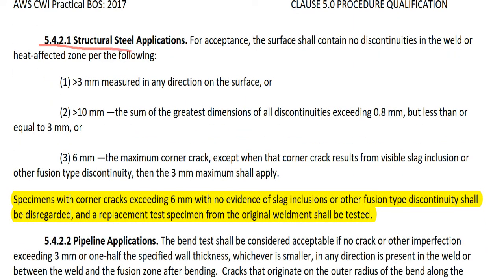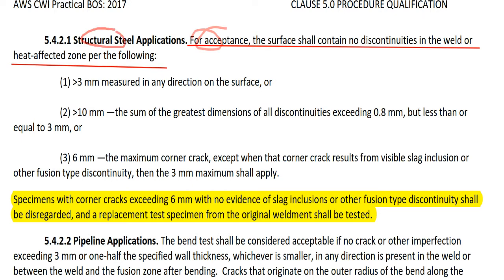5.4.2.1, structural steel application. For acceptance, the surface should contain no discontinuities in the weld or heat affected zone for the following. The acceptance criteria for the bend test is here for structural steel. Structural steel is chapter 2, workmanship requirements and visual inspection acceptance criteria. And here for the bend test specimen, the inspection criteria is 5.4.2.1.